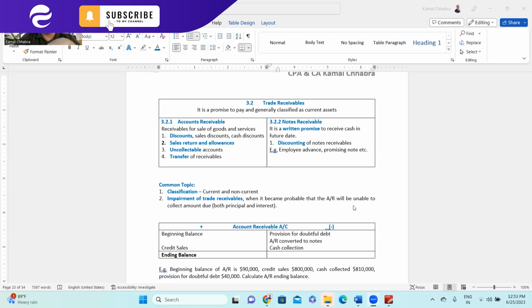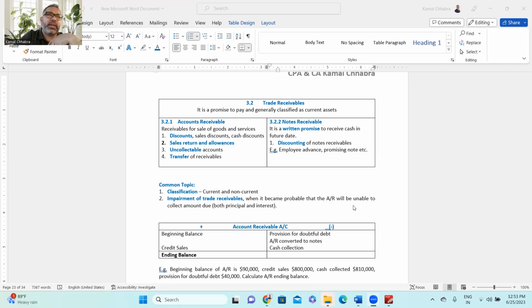On the other side is the note receivable. Note receivable is basically a promissory note or a commercial paper kind of thing, which you have received from a third party, that you'll be collecting the amount against that note receivable in future. Right? It is a written promise to receive the cash at a future date. Here we'll be understanding the discounting of note receivable. Right? That's another topic we'll be discussing. It can be an employee advance or it can be a promissory note or a commercial paper which you have received from the customer or any third party.